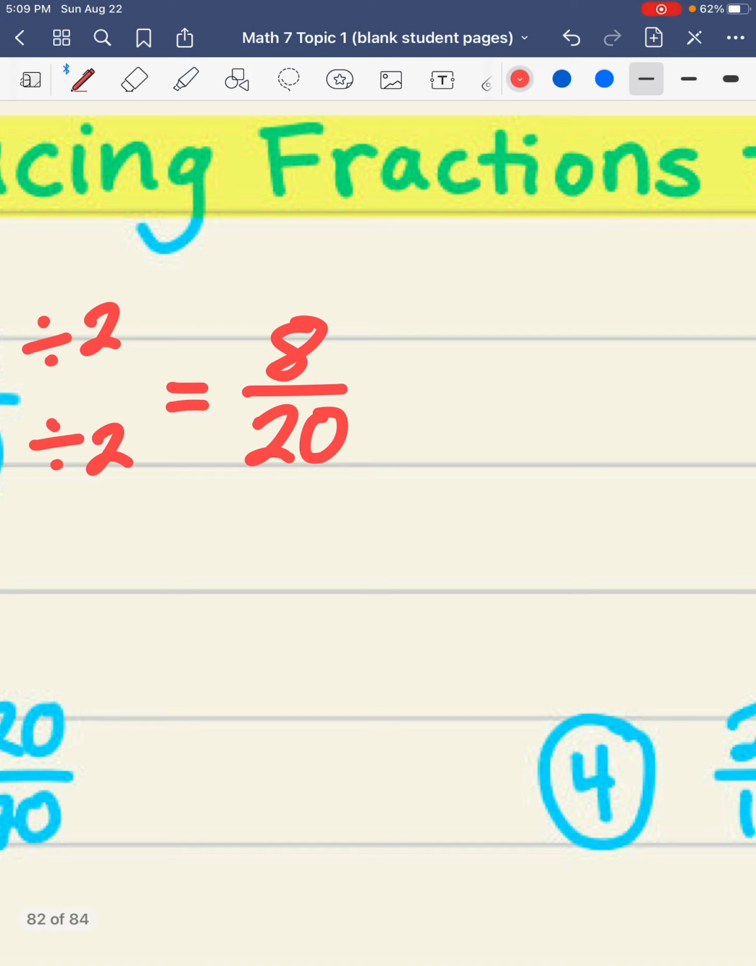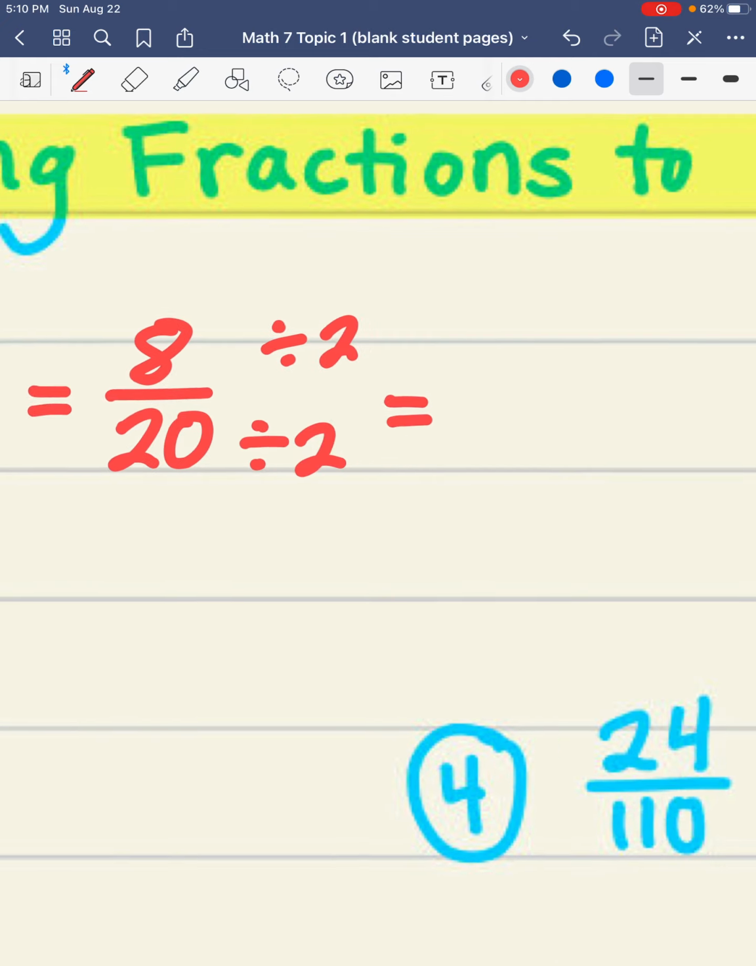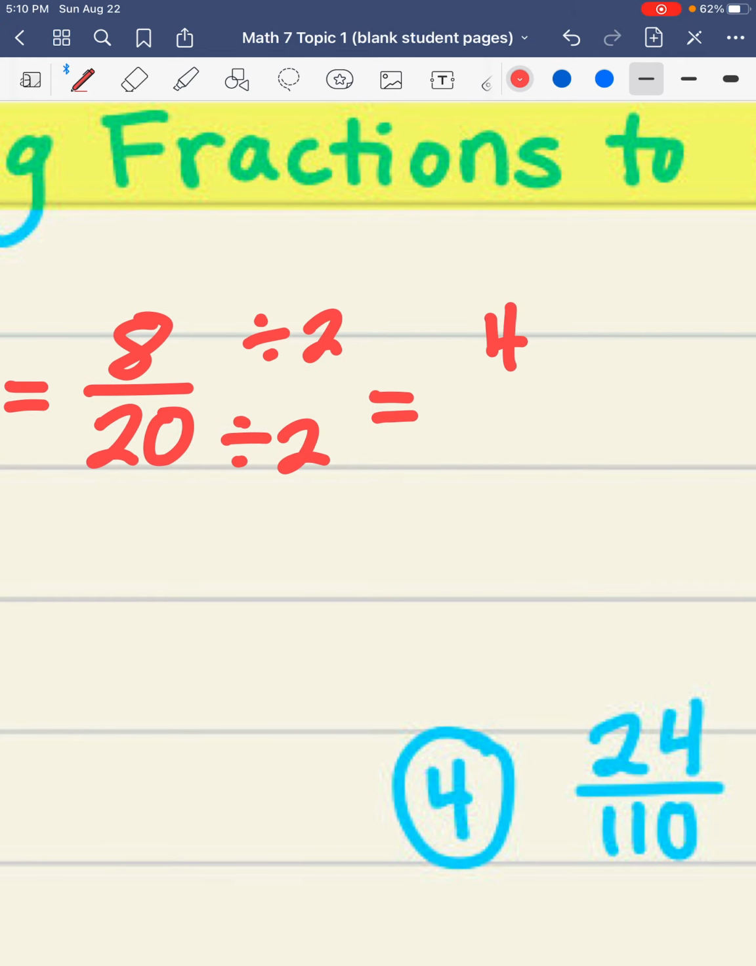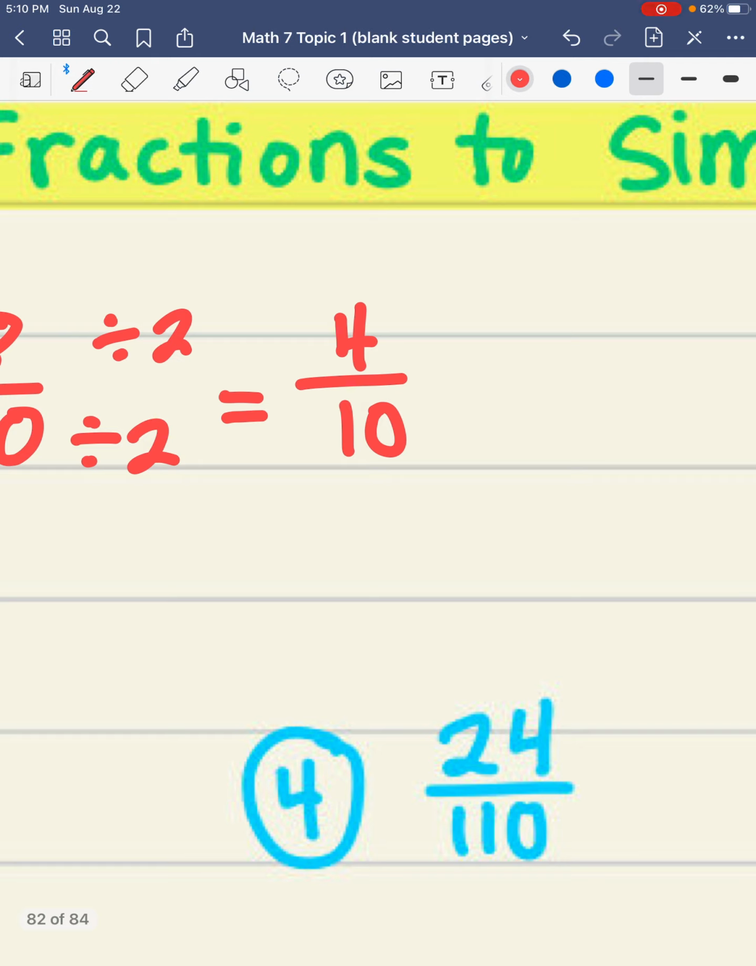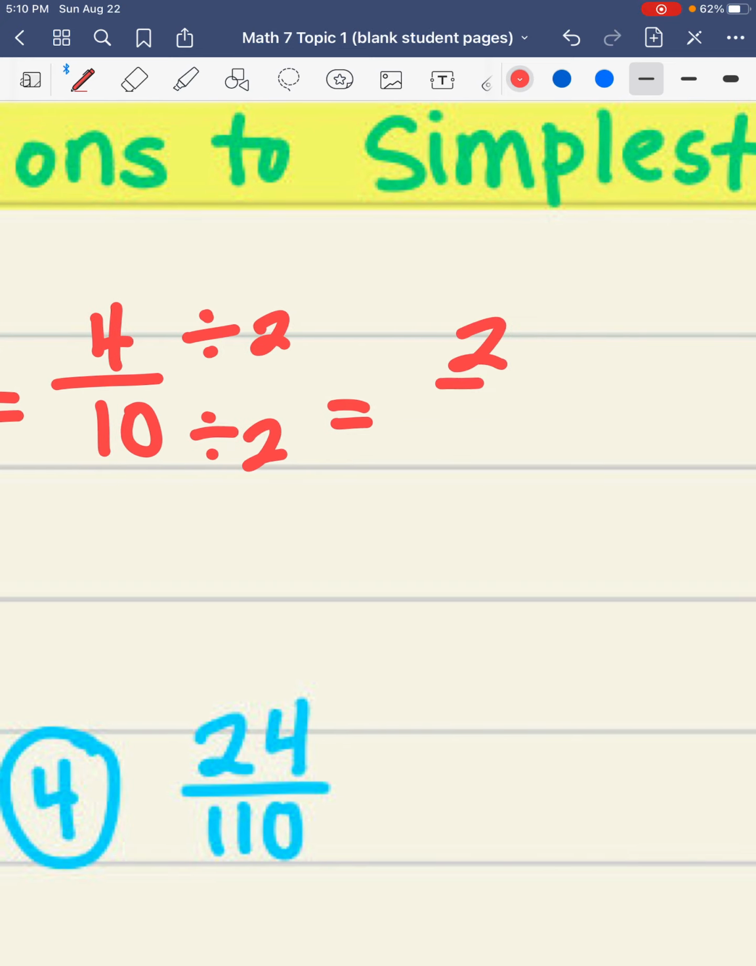Okay, now I recognize again that I still have even numbers. So I can divide both my top and my bottom by 2. So divide 8 by 2 and 20 by 2 as well. 8 divided by 2 is 4, and 20 divided by 2 is 10. Okay, our numbers are getting smaller, but 4 and 10 we know are also even numbers. So I'm going to divide by 2 again on the top and on the bottom. 4 divided by 2 is 2. 10 divided by 2 is 5.